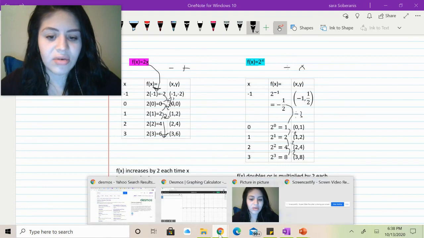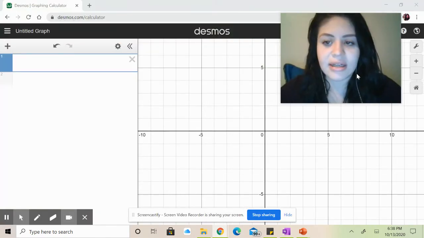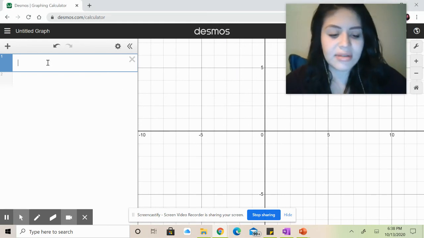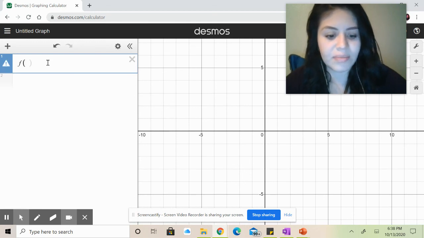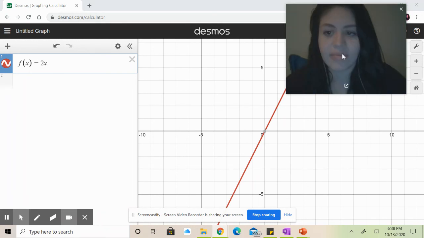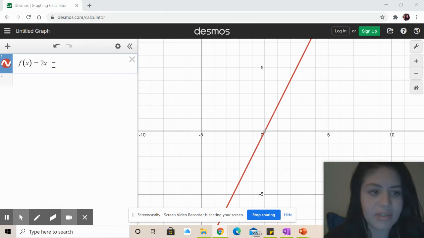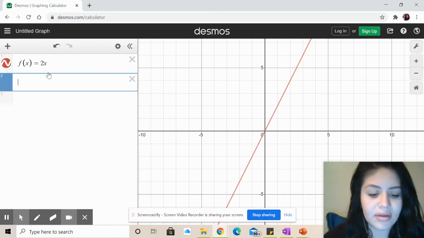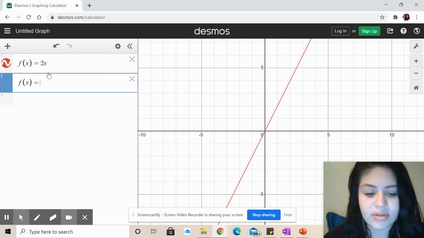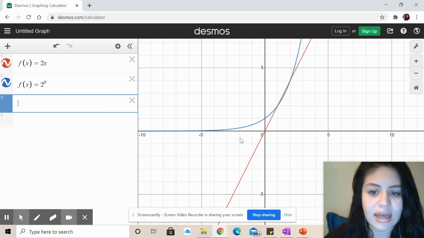So now let's go into our Desmos and we are going to type in our functions as they have been shown, to make a little comparison of our graphs. So 2x, we see we have a line right here. And I want to do a different graph of f of x equals 2 to the x power, and we're getting an exponential growth.